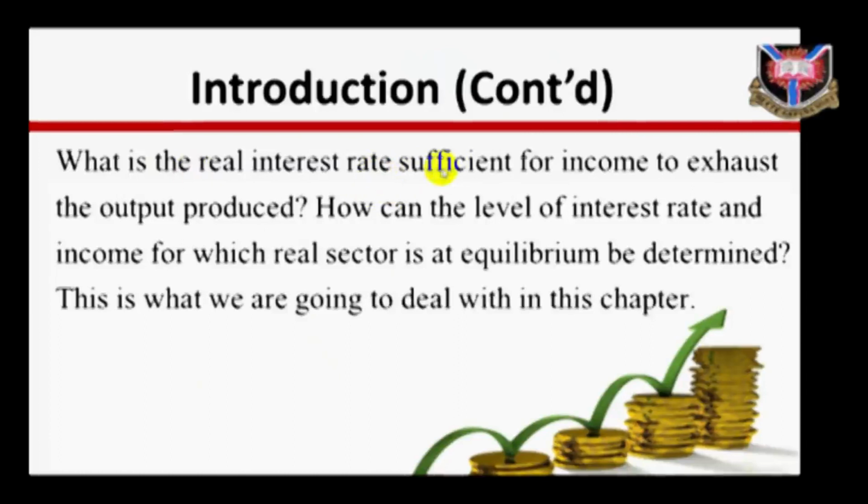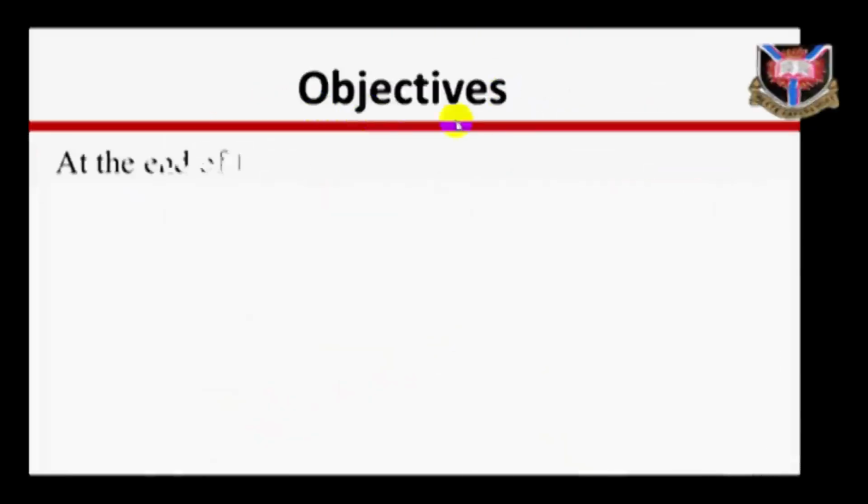What is the real interest rate sufficient for income to exhaust the output produced? How can the level of interest rate and income for which the real sector is at equilibrium be determined? This is what we're going to deal with in this chapter.